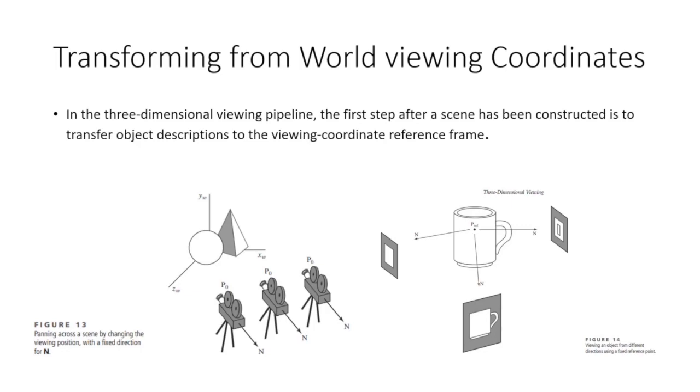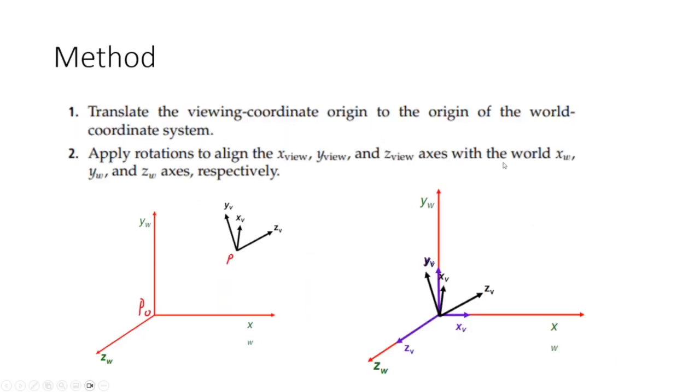So, transforming from world to viewing coordinates. In the three-dimensional viewing pipeline, the first step after a scene has been constructed is to transfer object descriptions to the viewing coordinates reference frame. The key concept here is we need to convert the coordinates of the object into the viewing coordinates. So how can we do that? We can accomplish this conversion using these methods.